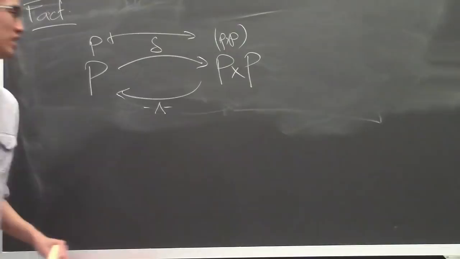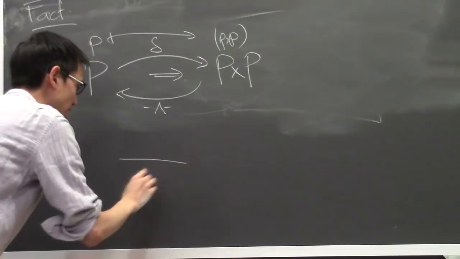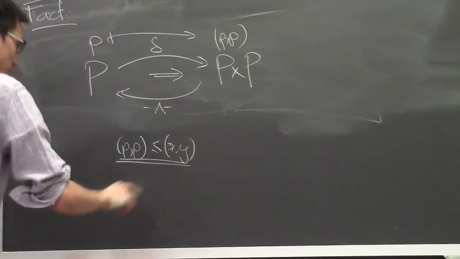So what does this mean? In this particular case, recalling the definition of Galois connection, it means that the diagonal of P is less than some arbitrary element (X, Y) in P times P if and only if, so this is what I mean by this double line, if and only if P is less than the meet of X and Y.